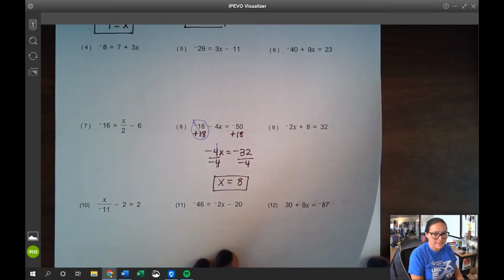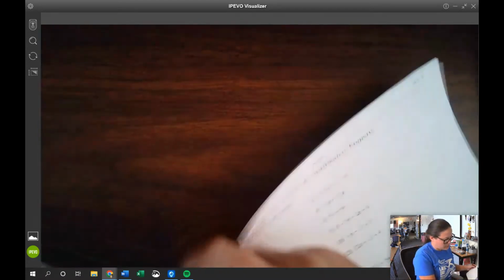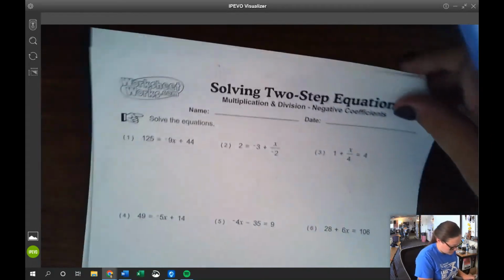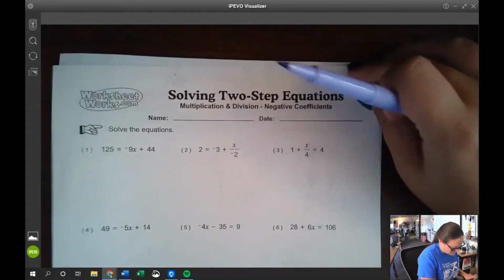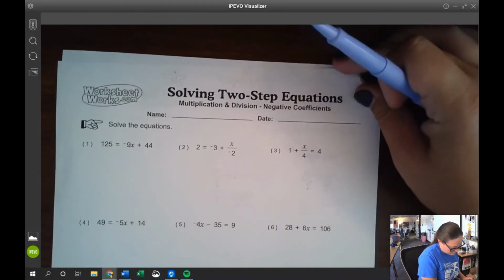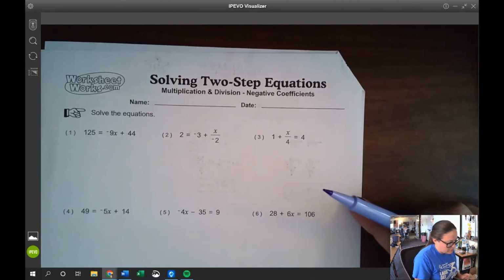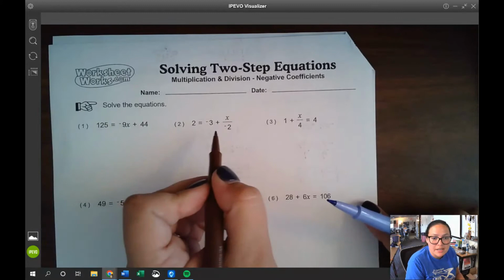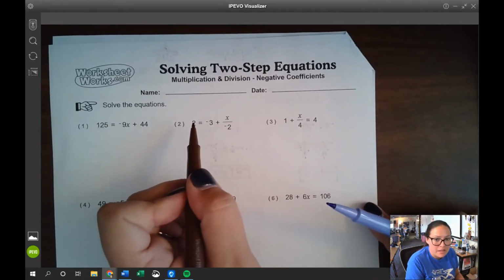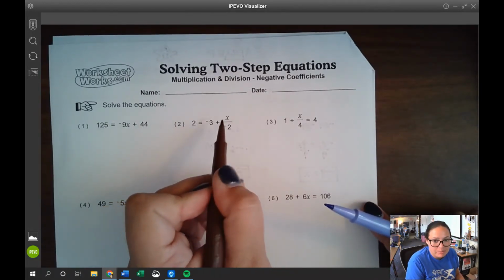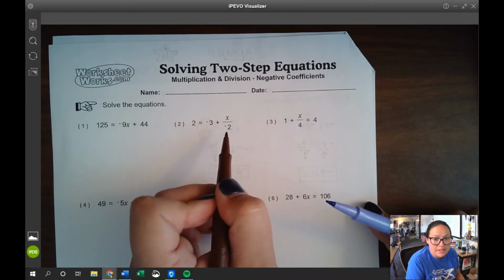Okay, let's flip the page here. Let's see if there's any other ones I want to go through. Okay, so I'm on the second page, and I would like to look at number 2 right here. Okay, 2 equals negative 3 plus x divided by negative 2.